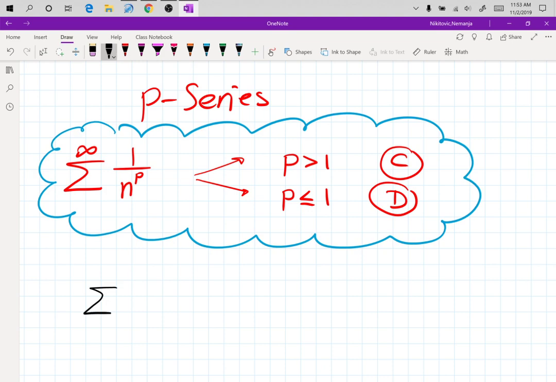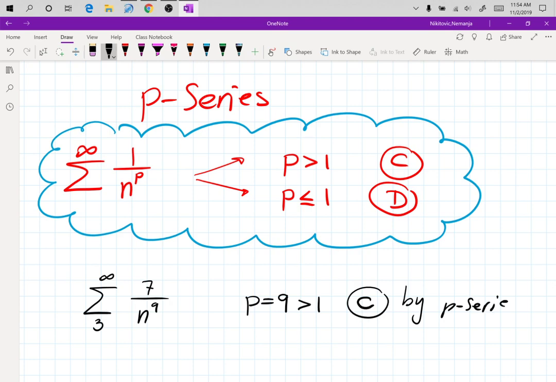So now if I am to ask you a question, this is a P series question, right? If I ask you 7 divided by n to the 9 from 3 to infinity, if this is your series, what do you get? It converges. Okay, good. So you will just say P equals 9, which is bigger than 1, converges by P series. So this is another one of those, just like the geometric. You just look at it and you know.